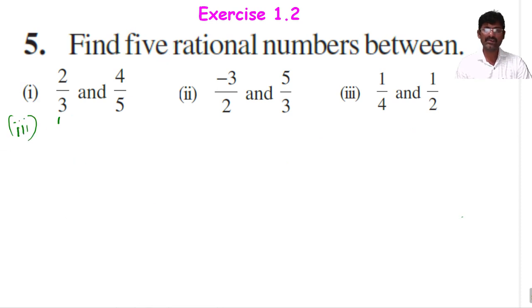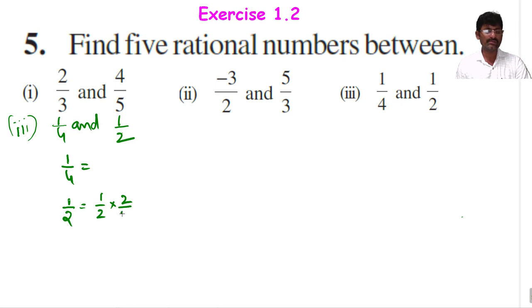Third problem, that is 1 by 4 and 1 by 2. Now 1 by 4 equal to, and here 1 by 2 equal to, if you multiply 1 by 2 with 2, that means numerator and denominator by 2, you will get 1 into 2 is 2 divided by 4. You observe here the denominators got equal. But you see in between 1 and 2, that means numerators 1 and 2, there is no number, right?